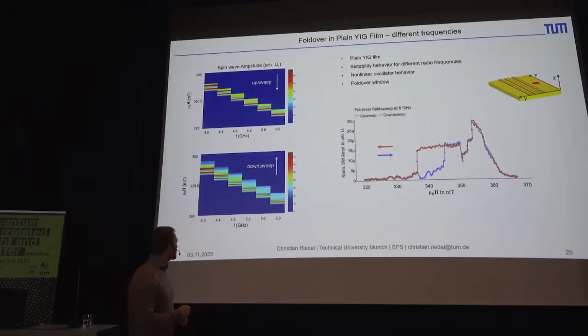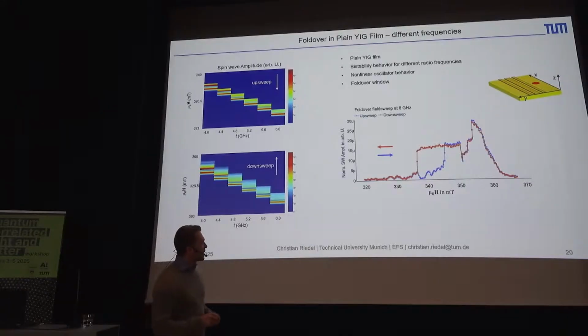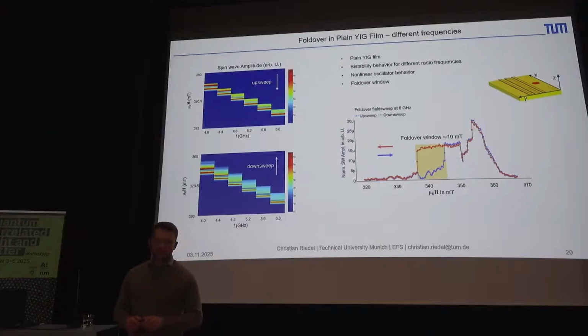If you now check a certain frequency, 6 gigahertz in this case, and plot the upsweep and the downsweep over each other, you can see that the excitation behavior is very similar for both up and down sweep, but not for this foldover window, which is explained by the nonlinear behavior. And here we have a foldover window of about 10 millitesla, which is quite something.